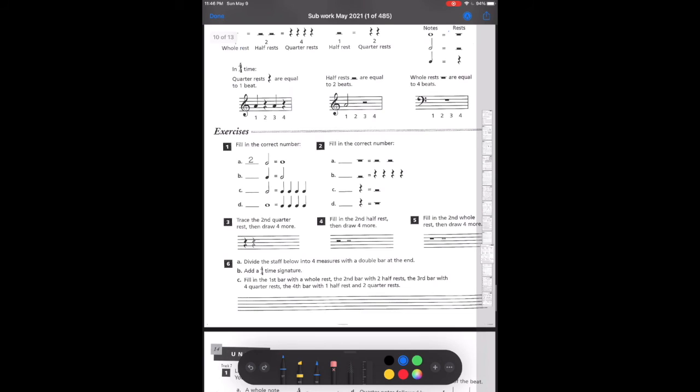Then fill in the first bar with a whole rest, the second bar with 2 half rests, the third bar with 4 quarter rests, and the fourth bar with 1 half rest and 2 quarter rests. So basically, you're going to divide it into the measures. Remember, bar can equal measure. It's a pretty interchangeable word.